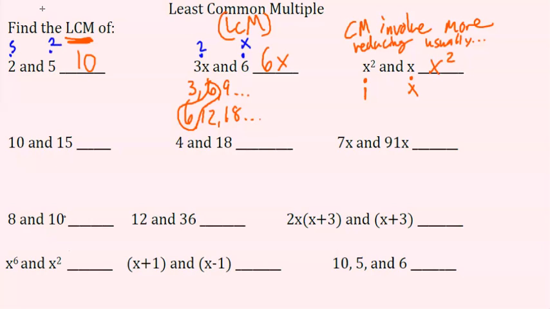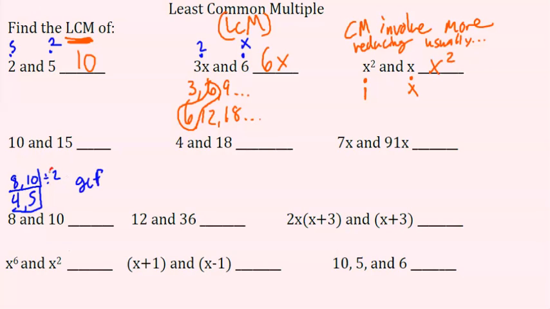Another way you can find the least common multiple is to do the cake method. So let's do that with 8 and 10. The number that divides out both 8 and 10 is 2. 8 divided by 2 is 4, and 10 divided by 2 is 5. Your greatest common factor is 2, and your least common multiple is 2 times what's left over after you can't divide anything else out.